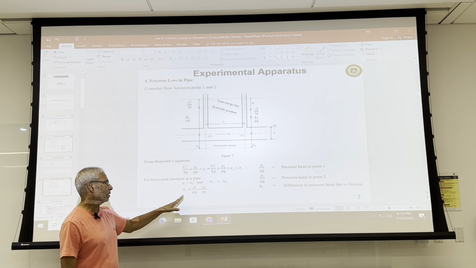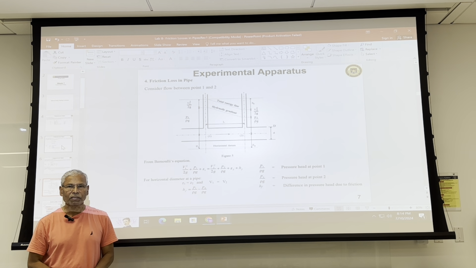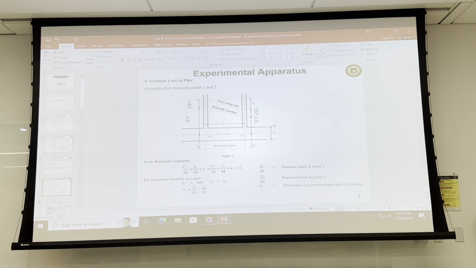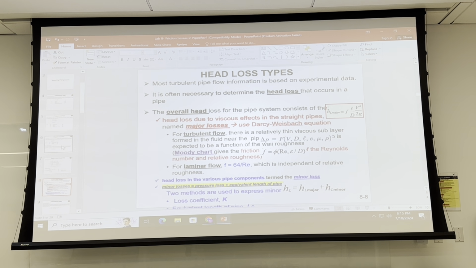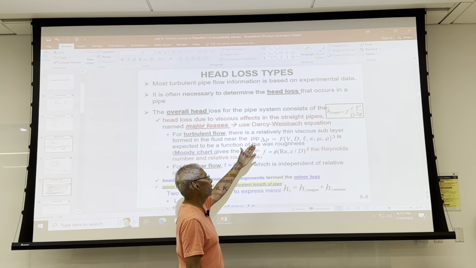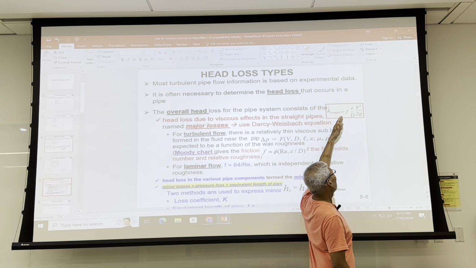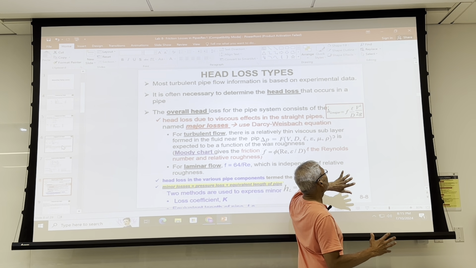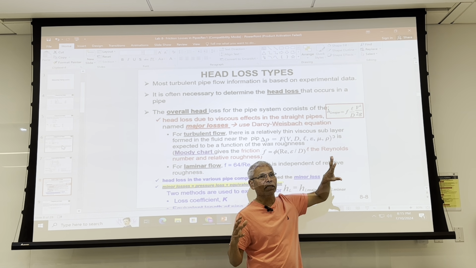And then this is connected to the formula that the pressure head or the friction loss equals such and such. So that is the point I was trying to bring up. Now I connected Bernoulli's equation to this form of pressure head. Okay, and then head loss type. And here is a formula for the head loss. Major loss is the friction factor, length over diameter, velocity squared over 2g. That is the formula for the head loss due to friction.